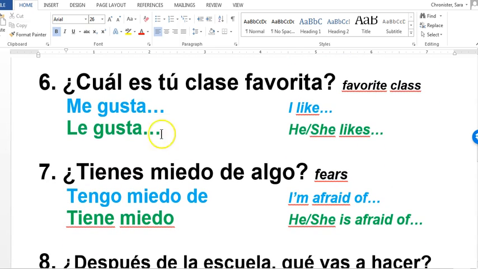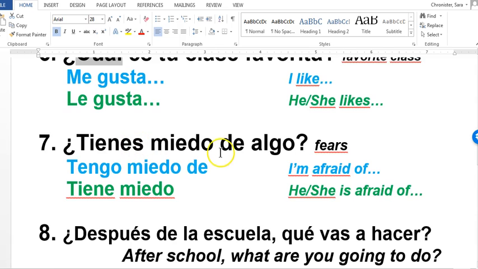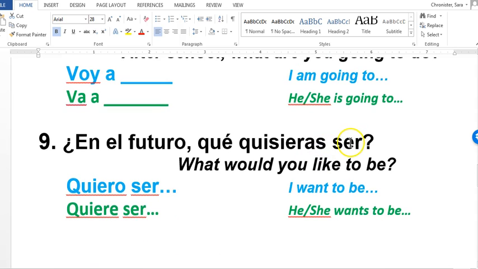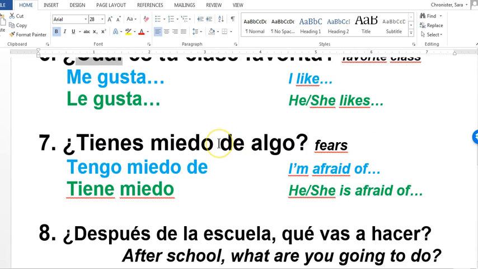Favorite class? Again, just practice with different types of question words, that likes and dislikes. Are you afraid of anything? And here we kind of go over how in English it's are you afraid, whereas in Spanish it's do you have fear? Get a little future tense in. So after school, what are you going to do? Well, I'm going to, he or she goes to, right? She goes to soccer practice. And then in the future, what would you like to be? I want to be, he or she wants to be. And I kind of compare that with other students just really quickly. So, okay, Sammy has fear of heights. What is Melissa afraid of? What is Simon afraid of?